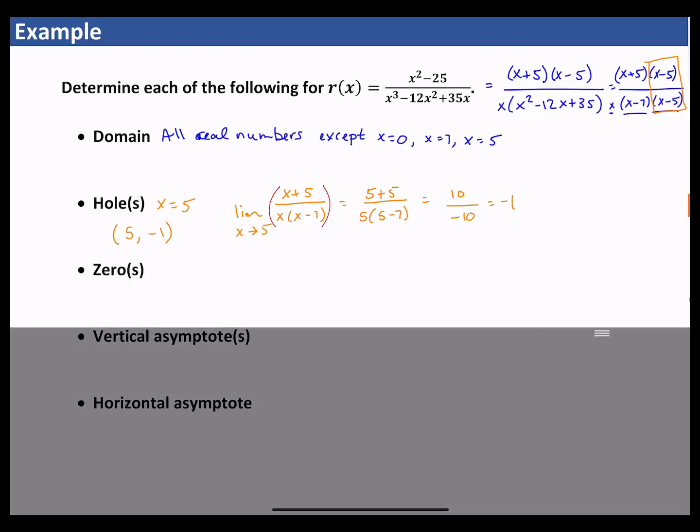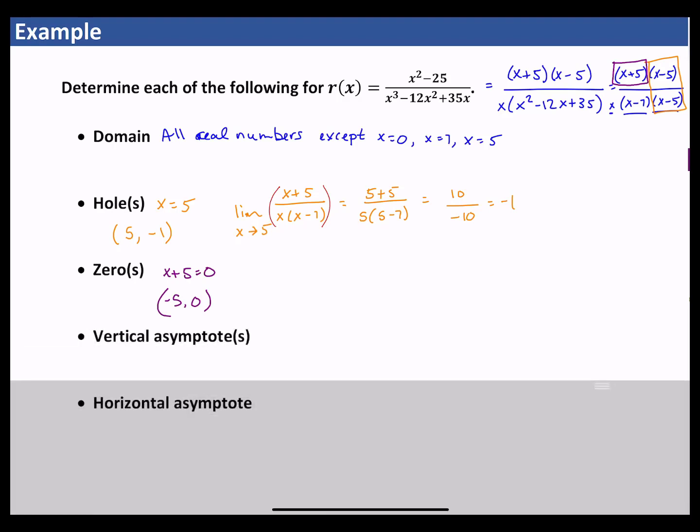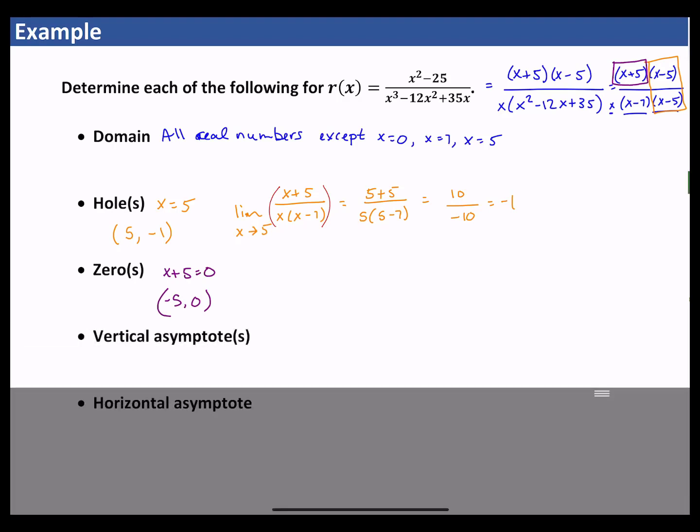Next, we want to identify the zeros of the function. So we know the zeros of the function come from the factors in the numerator that are not in common with those in the denominator. So the zero is going to come from that factor x plus 5, which means at negative 5 comma 0, the graph will have an x-intercept. The vertical asymptotes happen as a result of the denominator equaling 0, but not the numerator. So we're going to have two vertical asymptotes, one at x equals 0 from the x that we factored out, and another vertical asymptote at x equals 7.